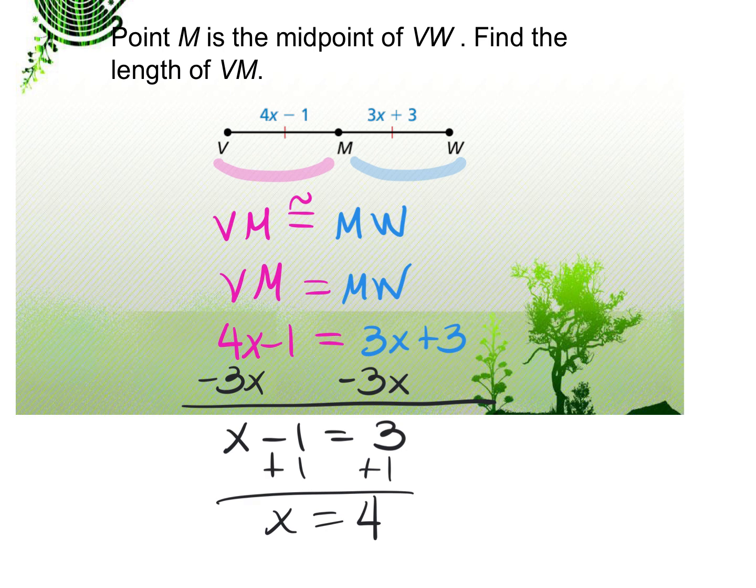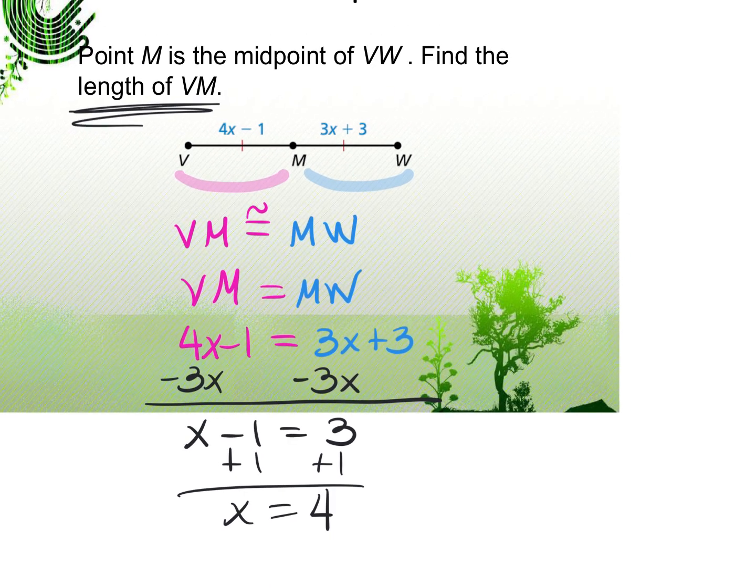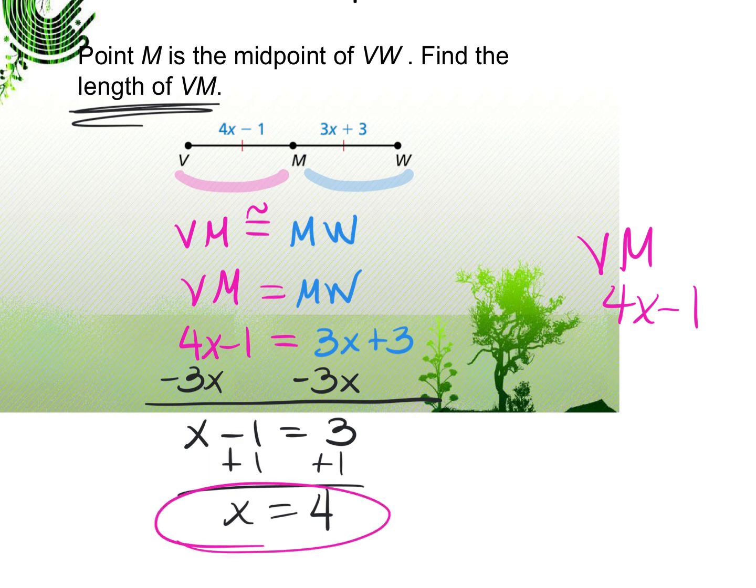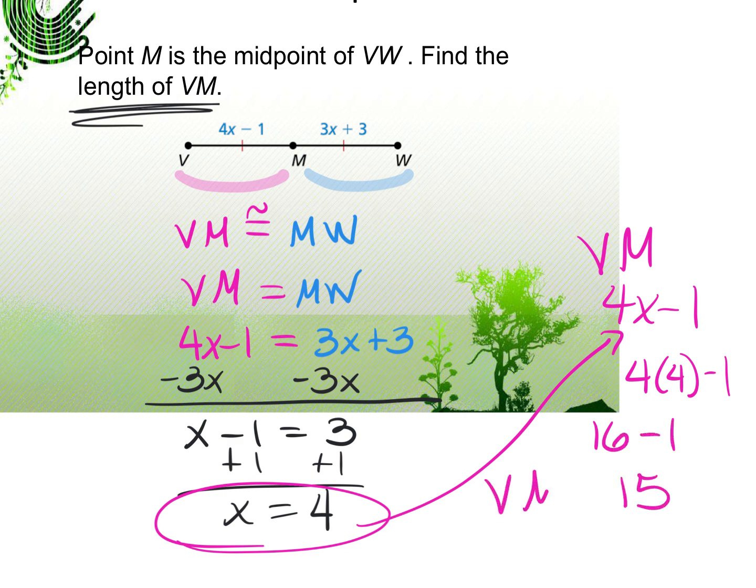Now, the question did not say find the value of x. It said find the length of VM. So now what I need to do is figure out the expression for VM. And remember, VM was the 4x minus 1. I'm now going to take my newly found value of x and substitute it in. So I'll do 4 times 4 minus 1. 4 times 4 is 16 minus 1, and the length of VM is 15.